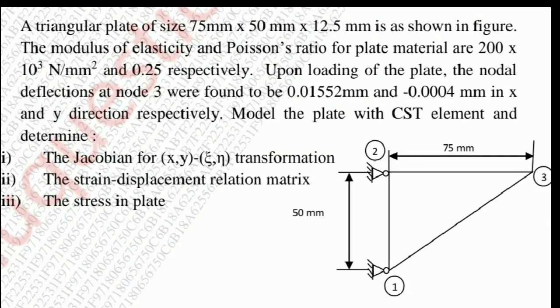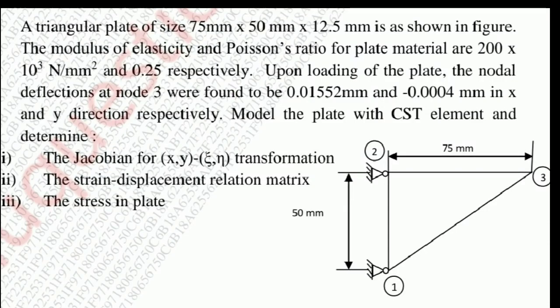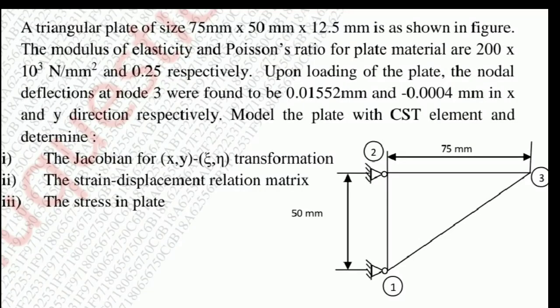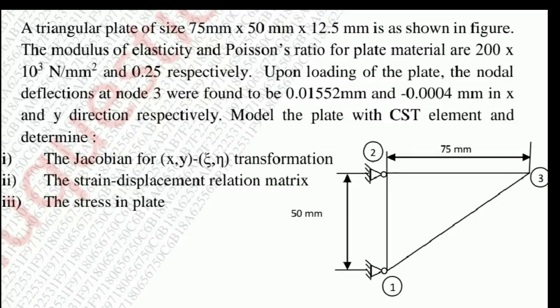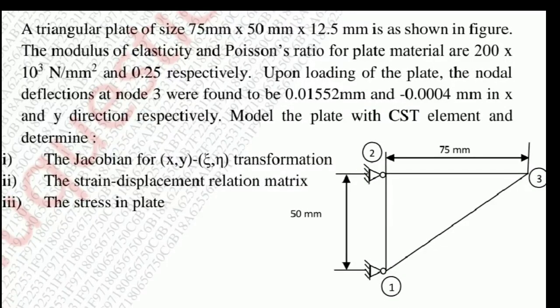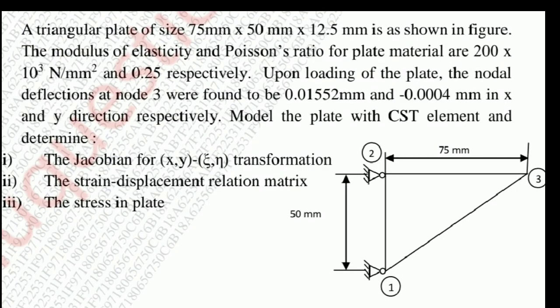Model the plate with CST element and determine first the Jacobian matrix for the x y to zeta eta transformation. Second, the strain displacement relation matrix. Third, the stress in the plate. So they have given a triangular plate having node 1, node 2, node 3. The distance between node 1 and node 2 is 50 mm and the distance between node 2 and node 3 is 75 mm. So this is the diagram which has been mentioned in the problem.